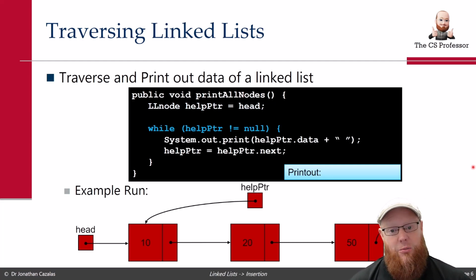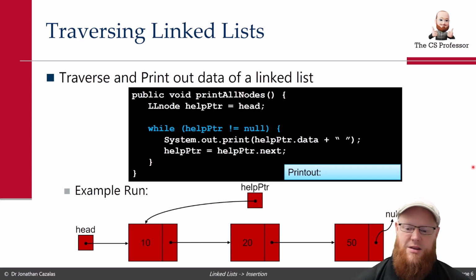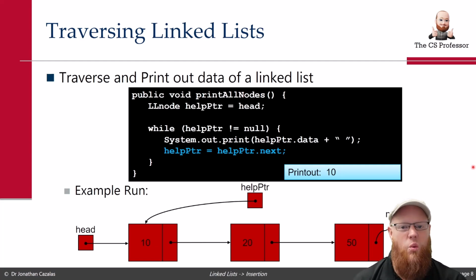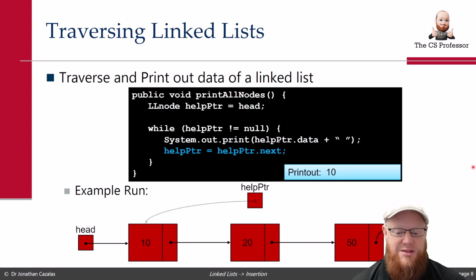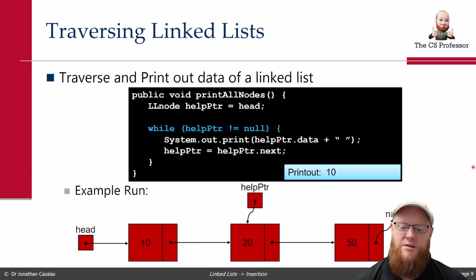We're going to check, does help pointer equal null? No, it does not equal null. We therefore print the data value, which is 10. 10 gets printed. And what did this line of code do? It steps one node down the list, one position down the list. So help pointer, instead of pointing to 10, now points to 20, and we come back to our while condition. Does help pointer equal null? No, it doesn't.